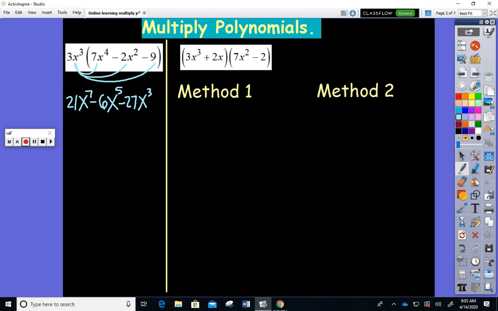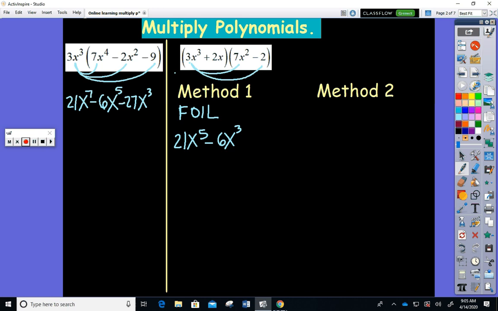Okay, so on the next hardest problem, you multiply a binomial times a binomial. And your method 1 for this is FOIL method. So that's when you multiply the 3x squared or the 3x cubed times first and second. So when you say 3x cubed times first, you get 21x to the fifth. When you do 3x cubed times second, you're going to get negative 6x cubed. So that corresponds to first outer, okay?